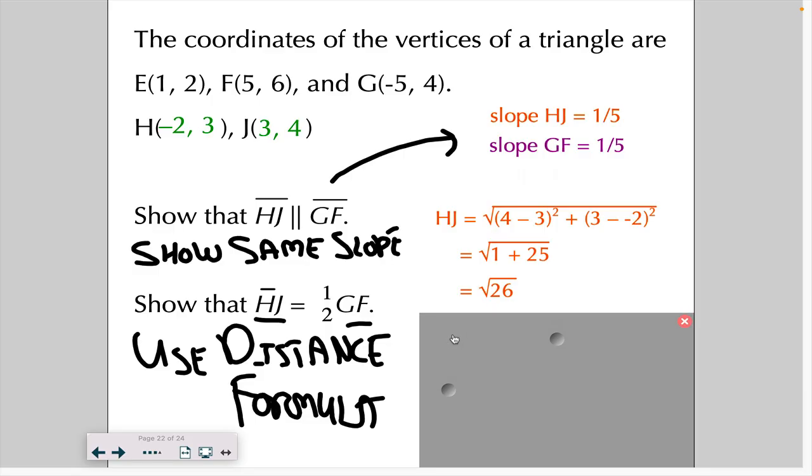So HJ, I worry about this group. You'd be surprised. I would say only a third of you actually can do the distance formula. You're just not focusing. Okay, we did this a while ago. So I did HJ first. I got HJ to be the square root of 26.